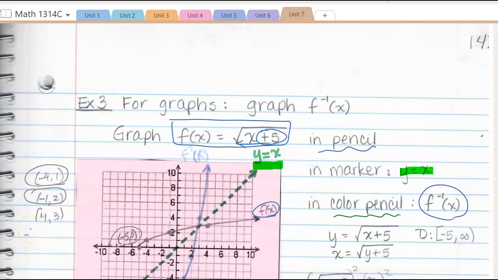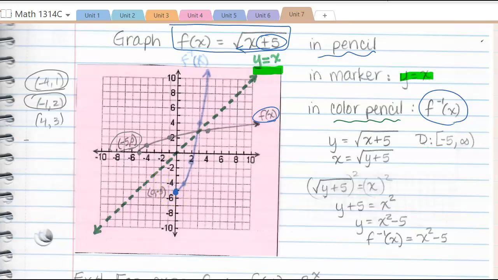So what we did when we had points is that we just switched them around. So the negative 5, 0 became 0, negative 5. That's this point down here. And then if we change this point, negative 4, 1, that becomes 1, negative 4. So that's 1, and here's that point. This one was negative 1, 2. It'll become 2, negative 1. This one was 4, 3, becomes 3, 4. And we'll see that it looks like this in blue.